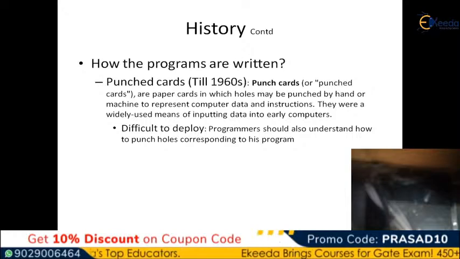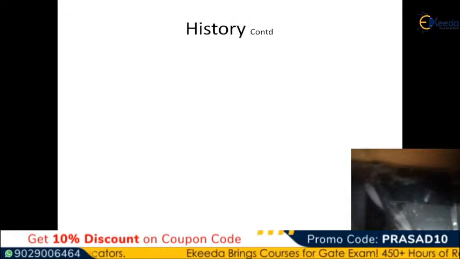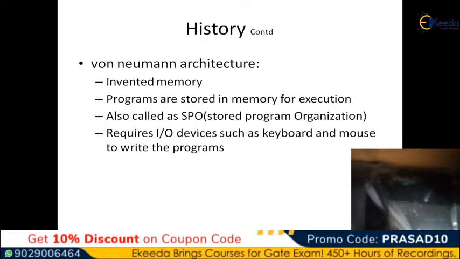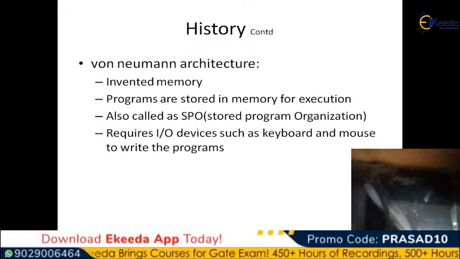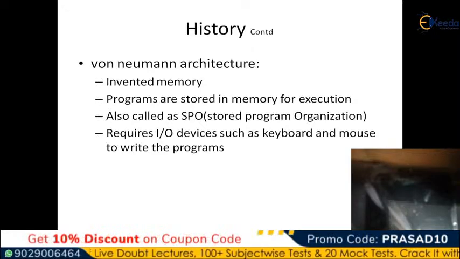But there is something called the von Neumann architecture. What is the von Neumann architecture? After the punched card mechanism, in von Neumann architecture systems, memory was invented. This completely changes the entire look and feel of the computer system, and the entire way programs are executed in the computer system. This is all about the von Neumann architecture.